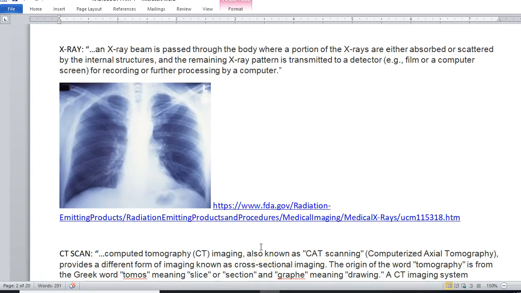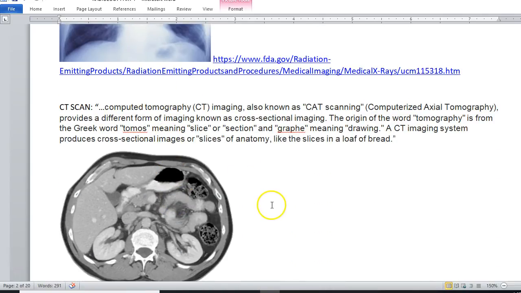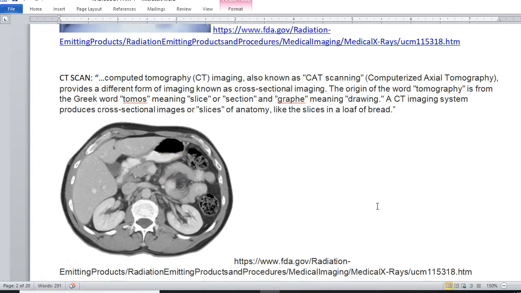So again, most of us are clear because we've had X-rays, we've heard about X-rays. X-rays were really the first radiology that came out in the late 1800s. Since then, we've been able to update it. We went from X-ray to fluoroscopy, and eventually we did stuff like CT scans or CAT scans. CT scan stands for computed tomography. It's also known as CAT scanning, computerized axial tomography.